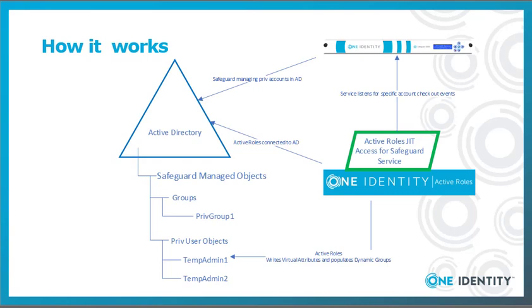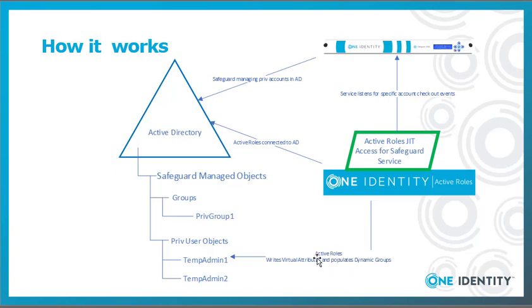So we have Safeguard in this environment in the upper right corner, and it is managing Active Directory or has rights to manage Active Directory. And then we have Active Roles in the environment. Within Active Directory, I have created an OU structure, but an OU structure is not necessary for this. So I've created a Safeguard Manage Objects OU, and I keep some groups underneath there, and the user objects that I'm going to enable privileges on or populate the group membership. The names of these are not essential, but you will just have to determine that on your own.